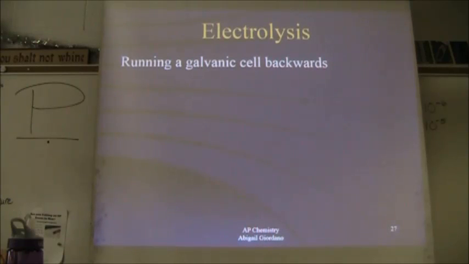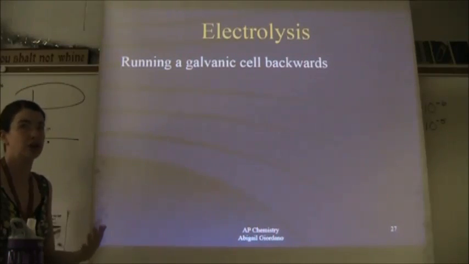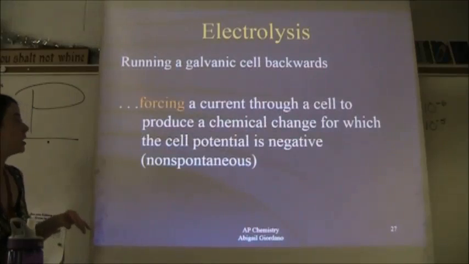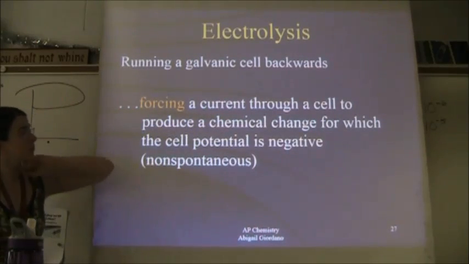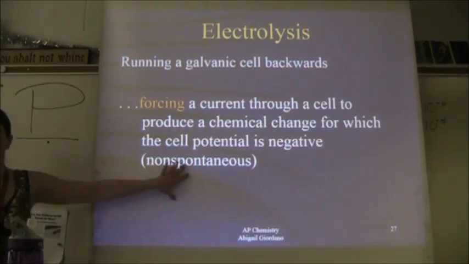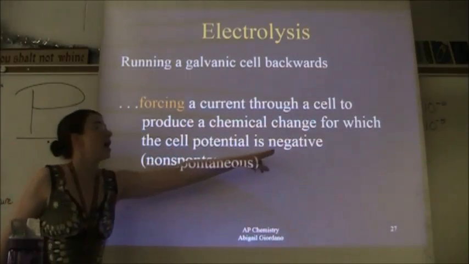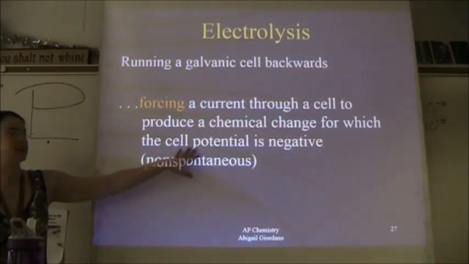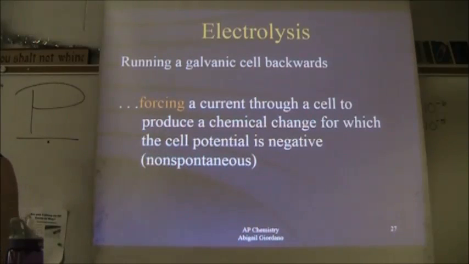Do you think that's going to happen on its own? No. Okay? An electrolytic cell does not run spontaneously. Those electrons do not want to move in that direction, so you have to force them through the wire, because this is a non-spontaneous process. Electrolytic cells, guys, have negative cell potentials. Okay? Non-spontaneous.